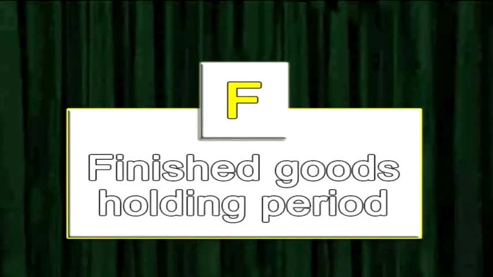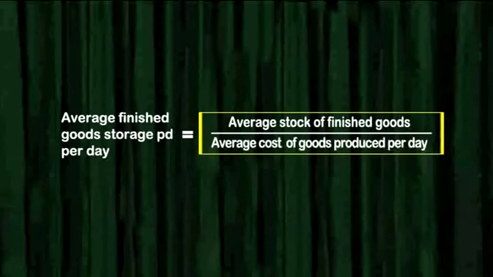Third one is F. F denotes finished goods storage period. Let us see its formula first. Average stock of finished goods divided by average cost of goods produced per day. So, again we have to take the figure of year and then divide it by 360 to get the per day figure.